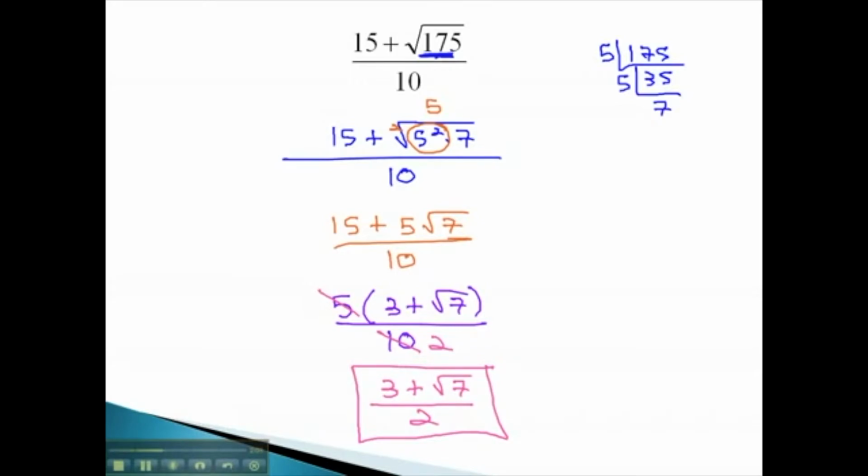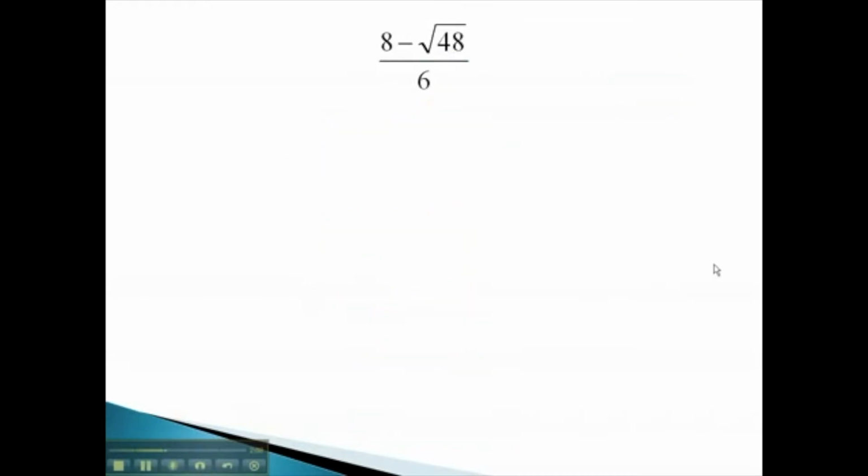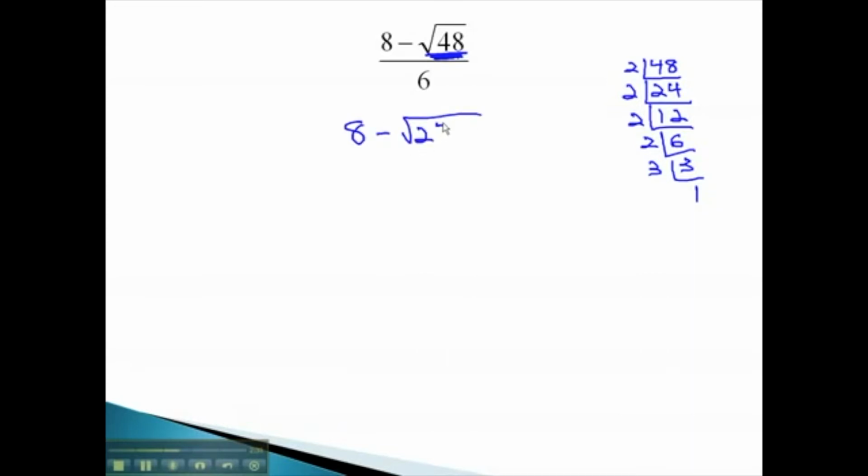Let's take a look at simplifying another expression that has a radical and a fraction. In this problem, we're going to always start by simplifying the radical first. Finding the prime factorization of 48, divisible by 2, 24 times, 2, 12 times, 2, 6 times, 2, 3 times, and 3 once. We end up with 8 minus the square root of 2 to the 4th times 3, all over 6.